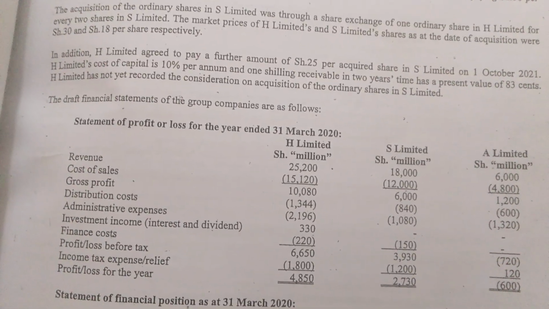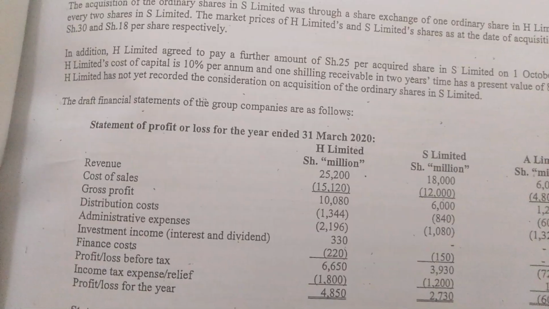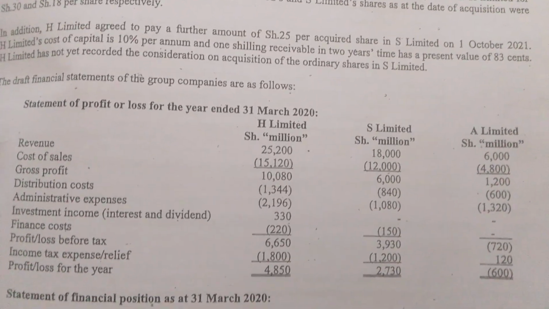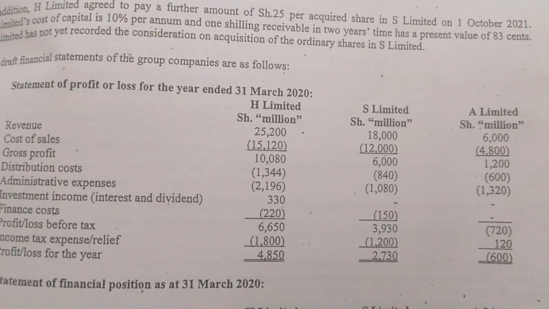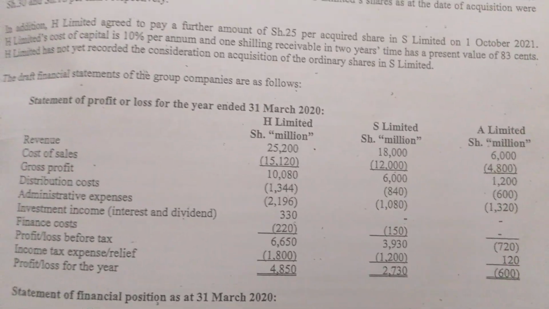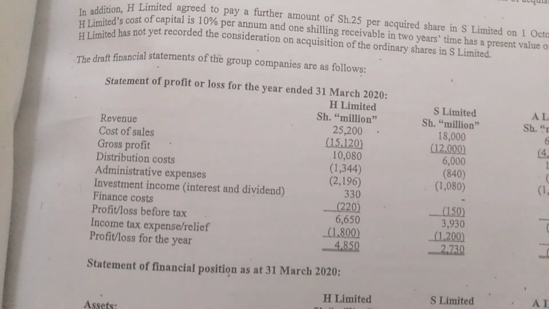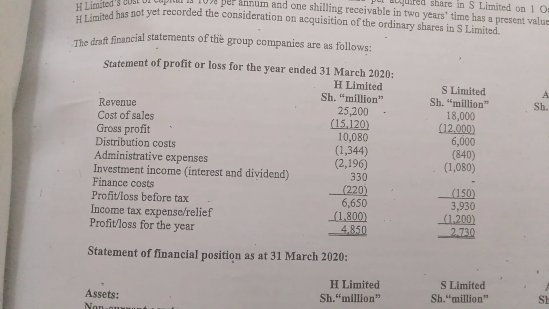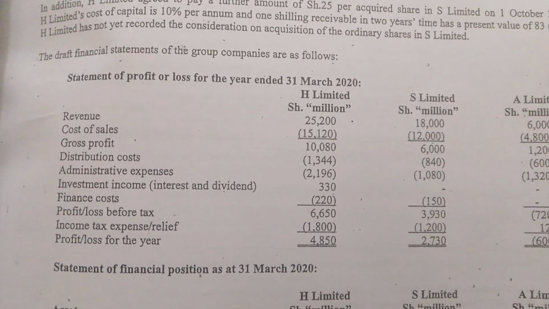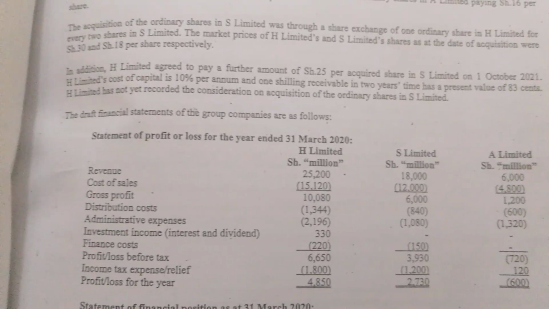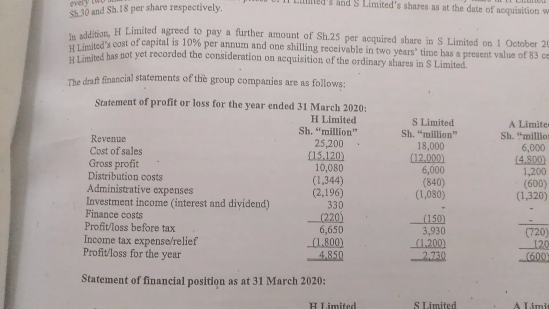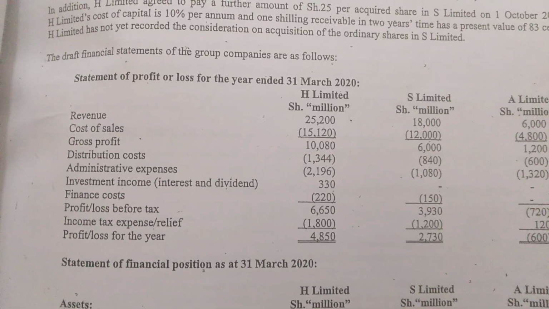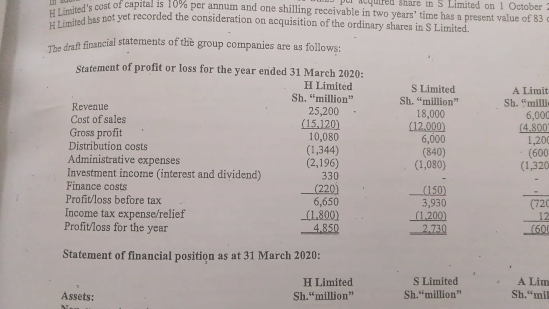H Limited's cost of capital is 10% per annum, and 1 shilling receivable in 2 years' time has a present value of 83 cents. H Limited has not yet recorded the consideration on acquisition of the ordinary shares in S Limited. The draft financial statements of the group companies are as shown below.